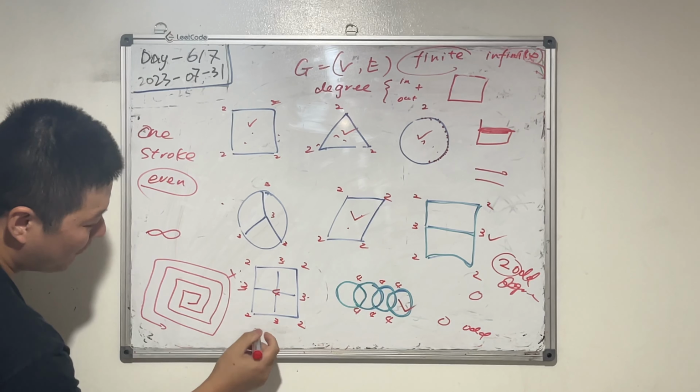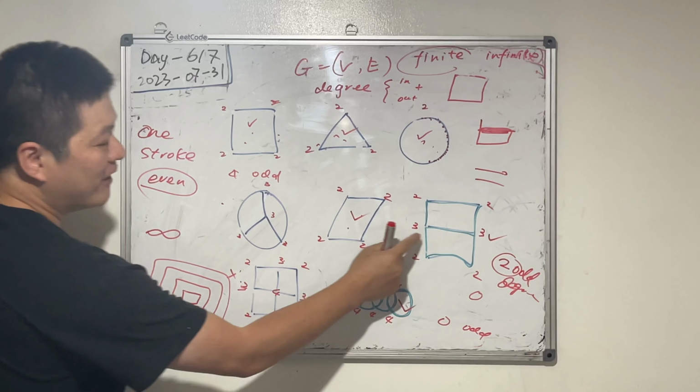Okay? For the 0 odd degrees, we can start with any vertex, right? I can draw this one shape, or I can do this. I can start from here. I can start from anywhere, any vertex on a 0 odd degree graph. Am I right? Look at this one. I can start here. Make sense? I can do this, right?